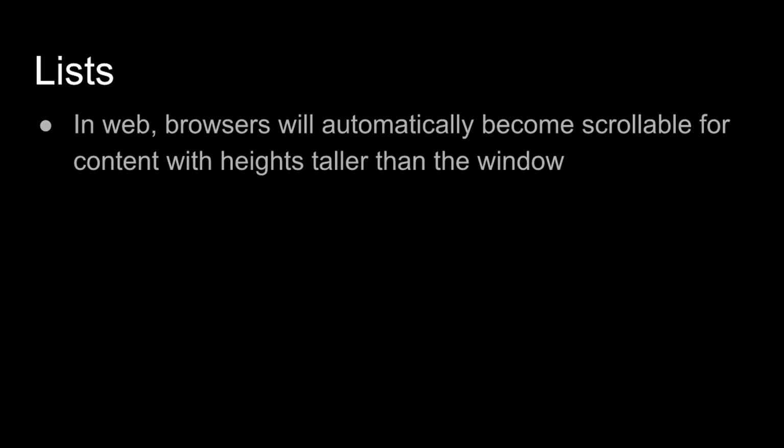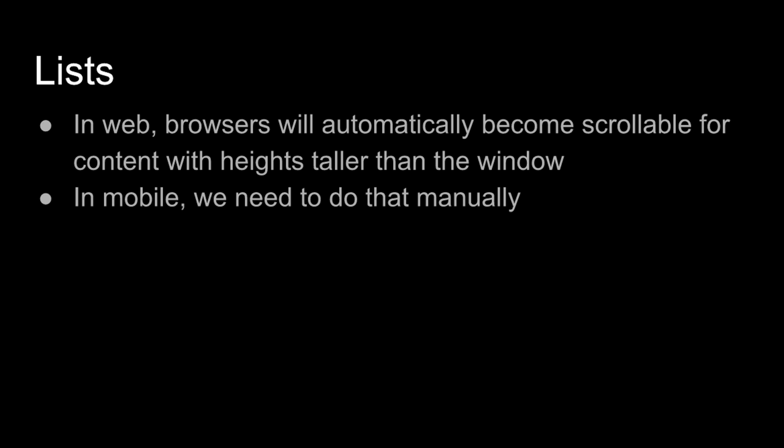In order to do that, we need to use what are called lists. In web, browsers will automatically become scrollable. If the content is greater than the window height, then the browser will take care of the scrolling for you. Unfortunately, this is not true in React Native. For mobile, we actually have to do that manually. There are a few different components that allow you to do that, the most simple of which is called a scroll view. It's just like a normal view, except you have the ability to scroll.